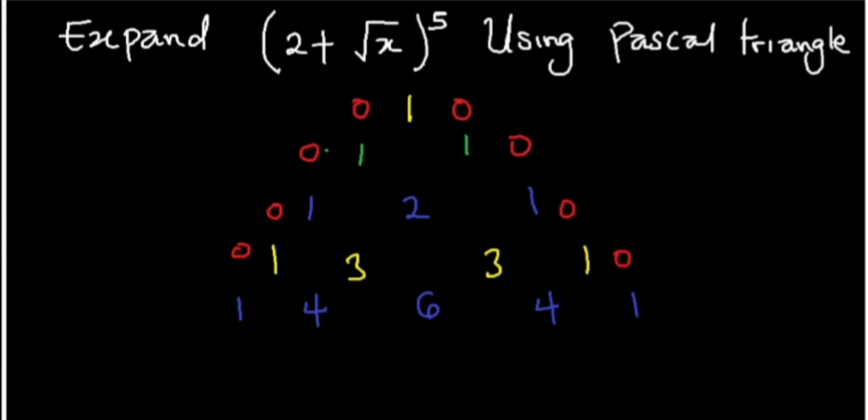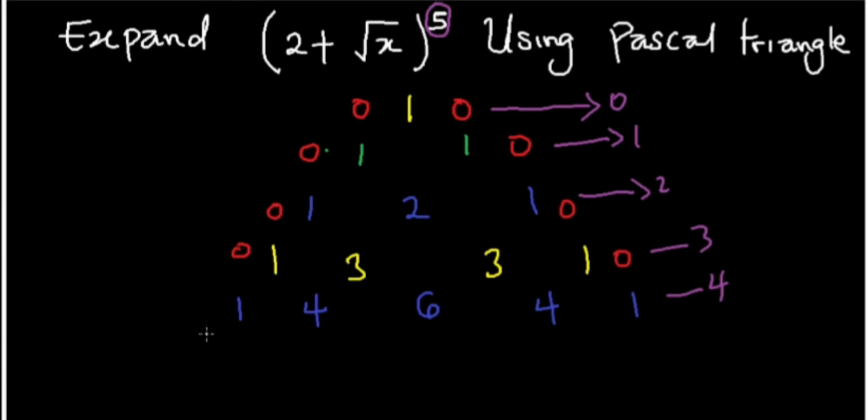Now, how do we know where to stop? This one here stands for any binomial with a power of 0. This one stands for the power of 1, the power of 2, the power of 3, the power of 4. So we are dealing with the power of 5. So we need to do one more.